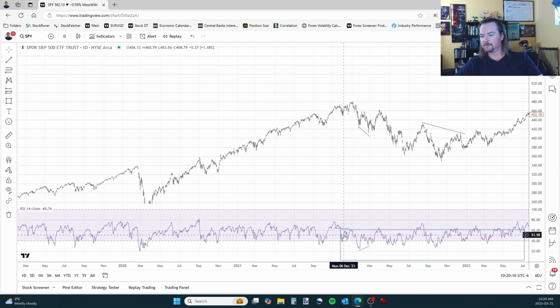How well did that do? Well, a few peaks above it. Ooh, my line's a little bit off. Let's put it at 60 there. So it does peak above it here. Pretty big peak above it there.